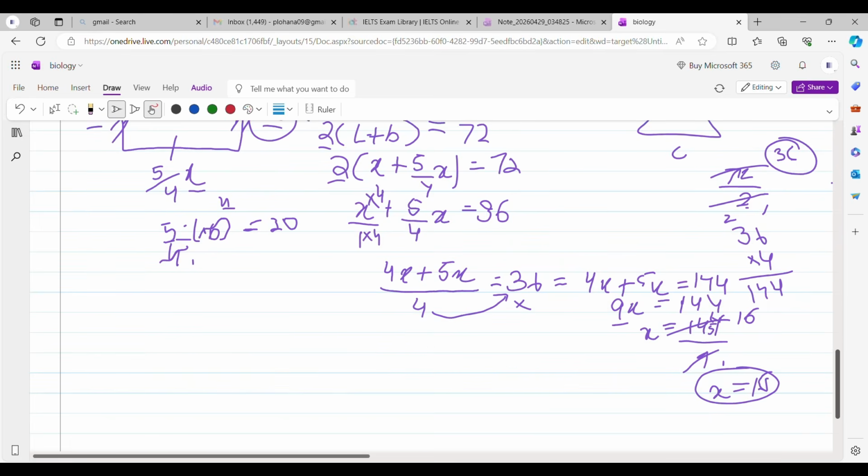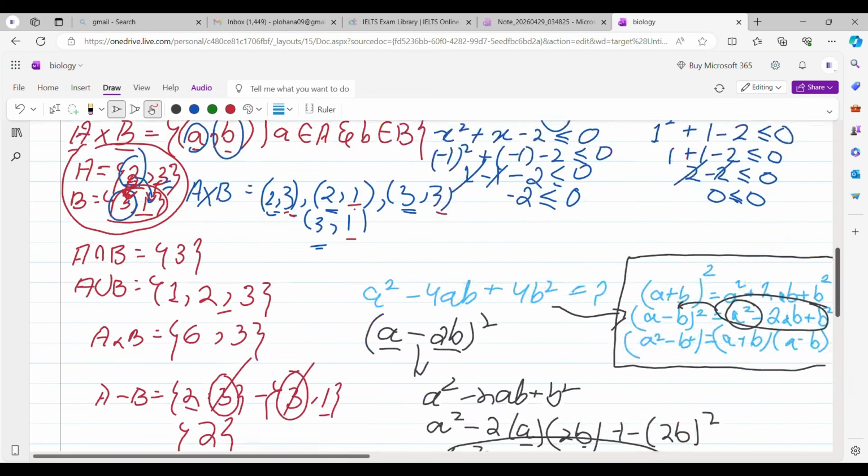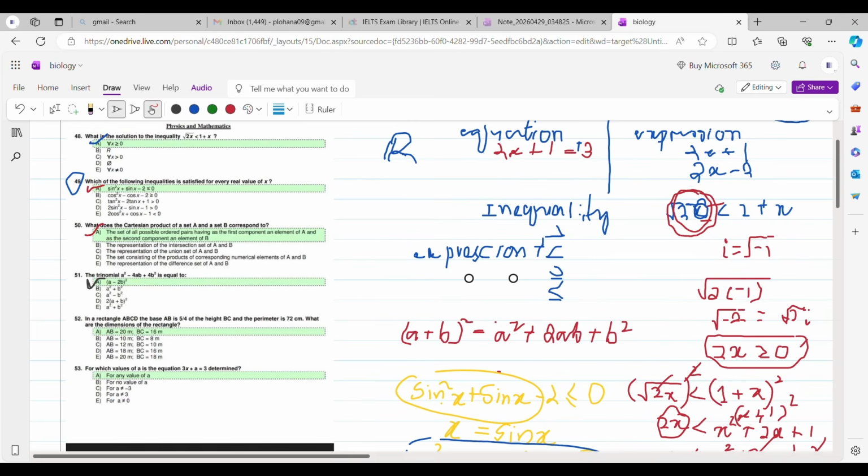Dimension means length of the sides. Okay, so one is 16 and another is 20. If I see my first option, one is 20, one is 16, yes, this is the answer I was looking for. So basically we have solved our fifth question as well. Let's go towards the sixth question.